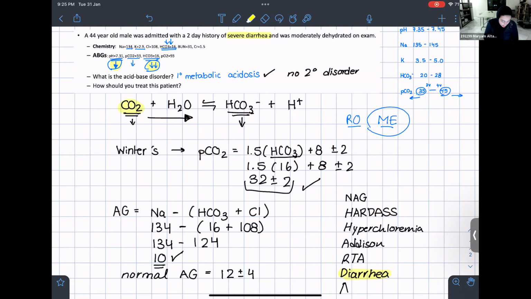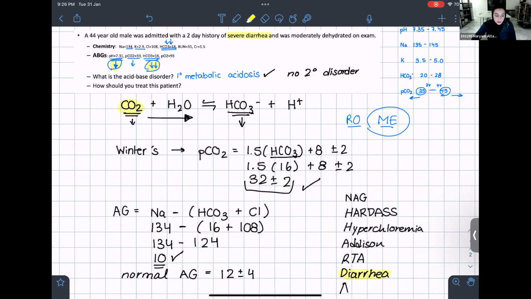And then we know in a primary metabolic acidosis, the compensation should be that the CO2 decreases because of the shift. How do we see if the CO2 decrease is appropriate? By Winter's formula, okay? After we calculated it, we found that it was within the normal range. So that's good. That means there's no secondary disorder. And then for the anion gap, we calculated it and found that it was also within the normal range. So overall, we're good. This is a normal anion gap metabolic acidosis with appropriate compensation. Okay, does that make sense to everyone?